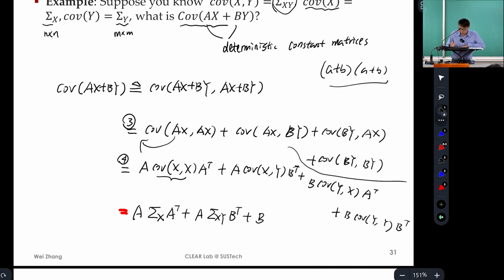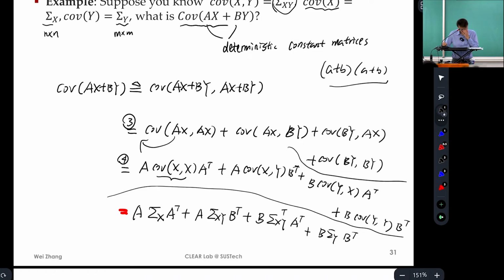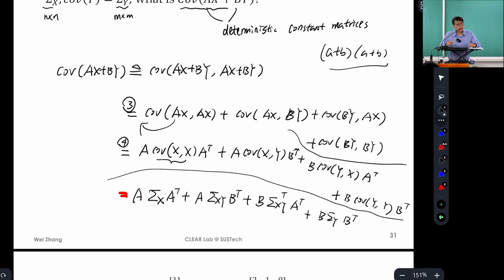So this guy is B times covariance YX. What is covariance YX? I only gave you covariance XY. So this is transpose, right? So sigma XY transpose times A transpose plus B times sigma Y B transpose. That will be your answer. A bunch of linear algebra again, right? Any questions?